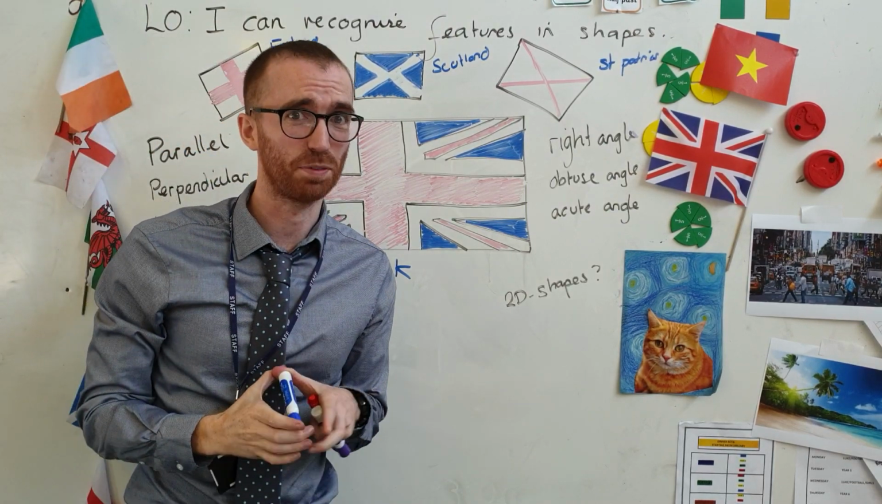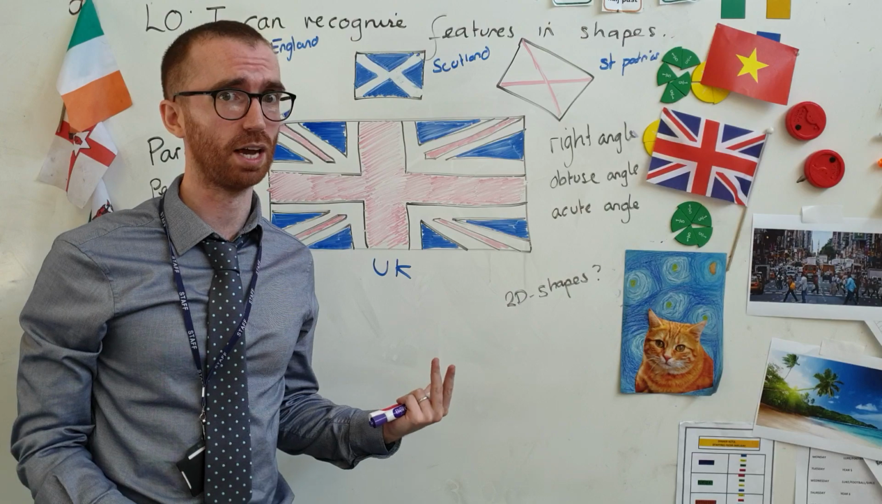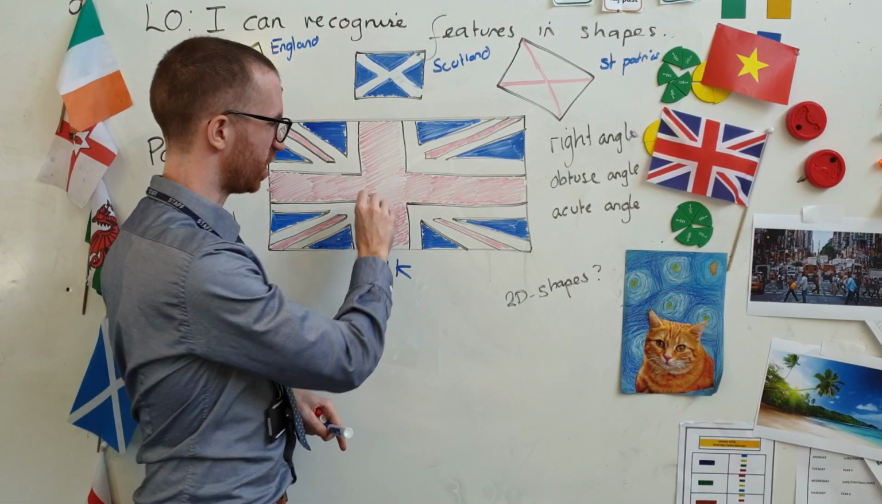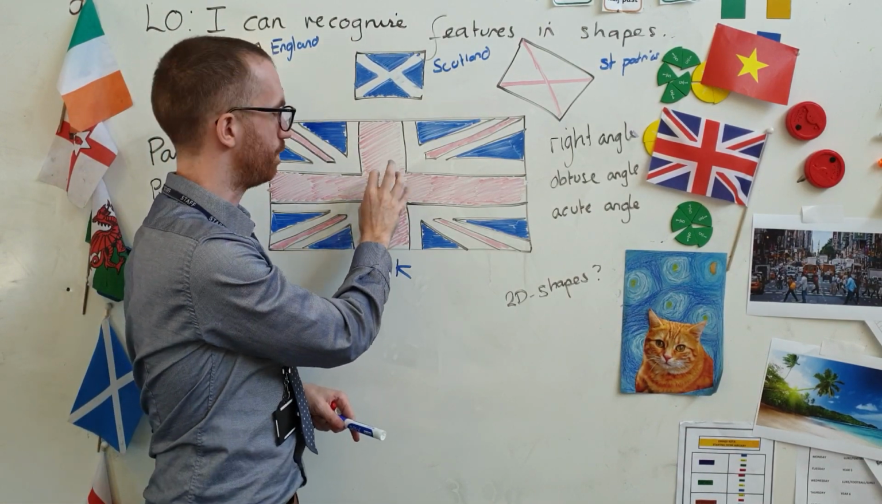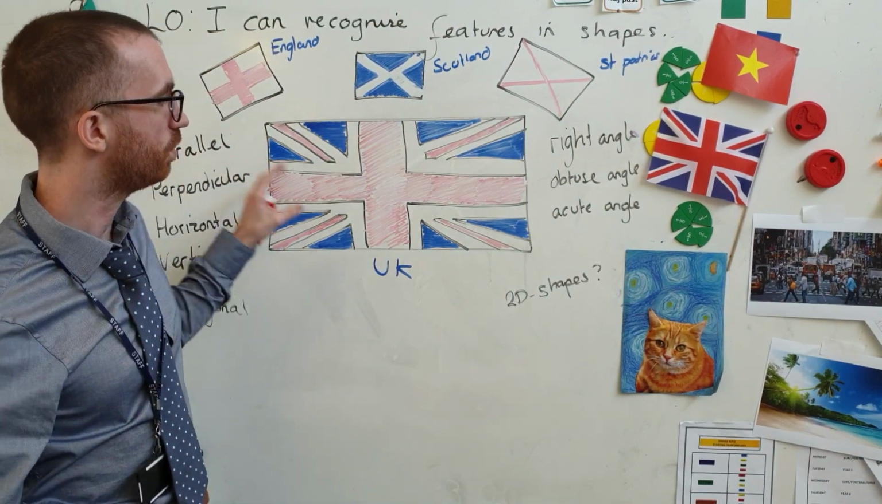You might be saying to yourself, where's poor old Wales? Well, it's not actually represented on the UK flag, which is really, really sad, quite a shame. Maybe you could draw yourself a nice dragon in the middle of it to show the Welsh spirit. Real shame that they're not in the flag. So, this is the Union flag.